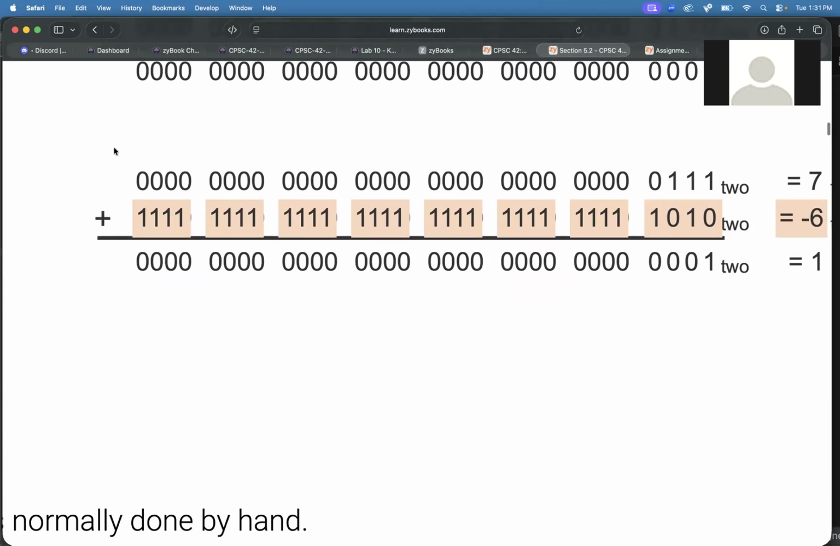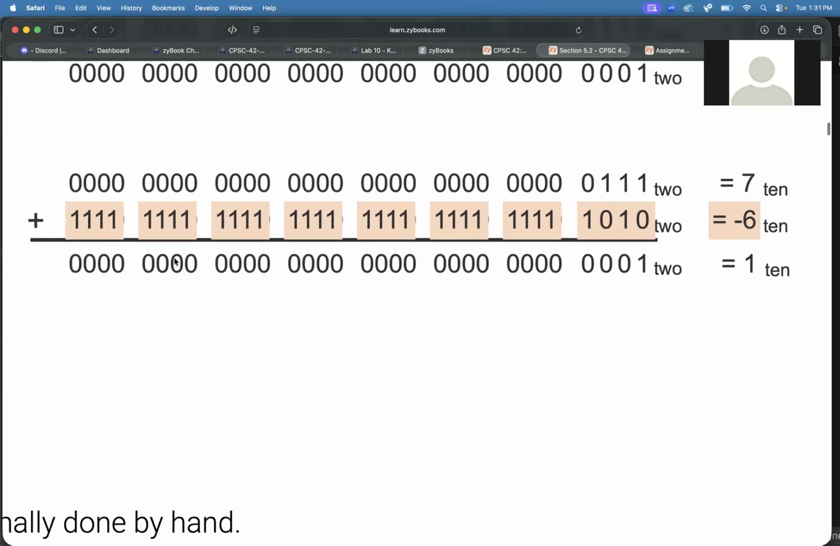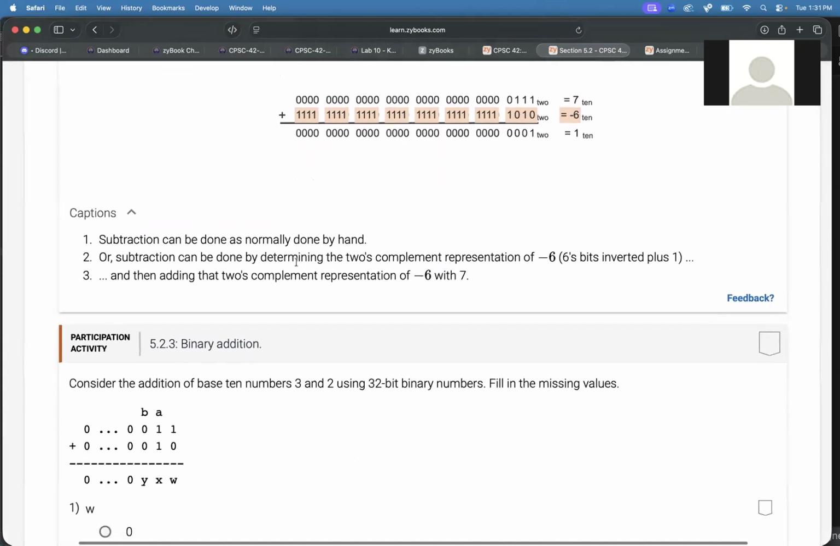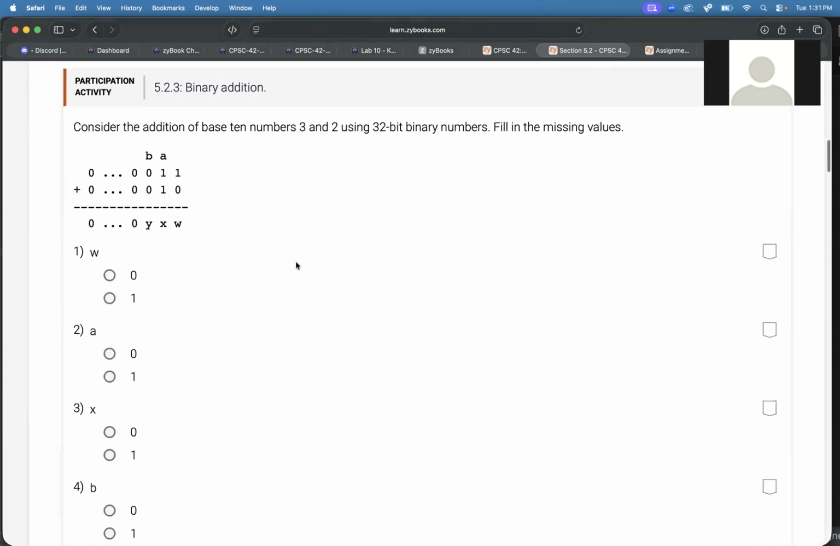So a 1 ends up over here with nothing to add it to, and it just disappears. That's what happens with two's complement numbers: you expect that kind of carry to carry all the way past the number of bits that you actually have. So there you go. You can do these exercises.